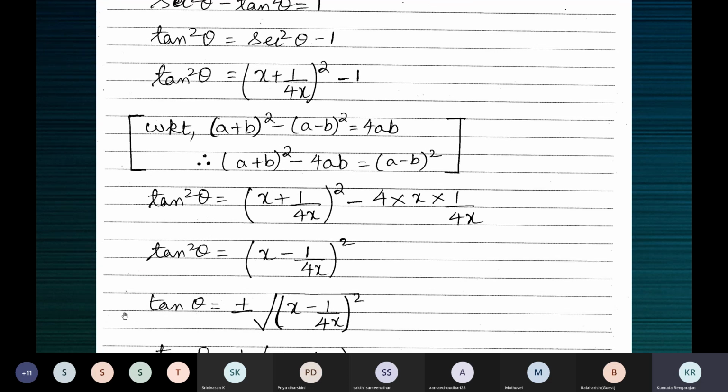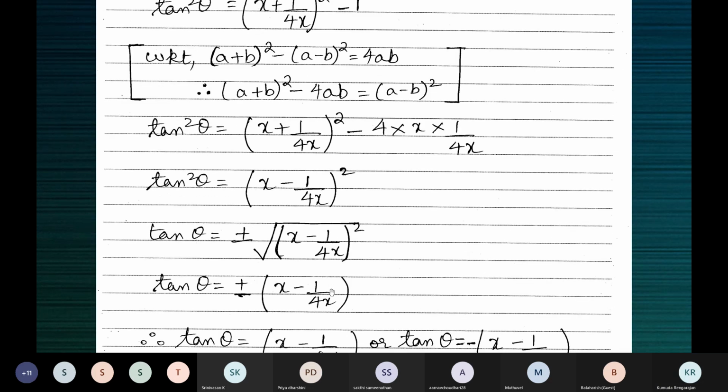So tan theta is equal to plus or minus the square root of all this, which is plus or minus x minus 1 by 4x. So we have two different values for tan theta. Tan theta is plus this expression or minus this expression.